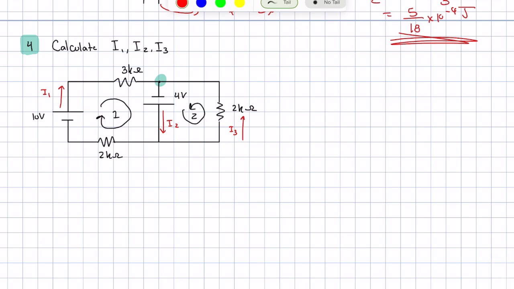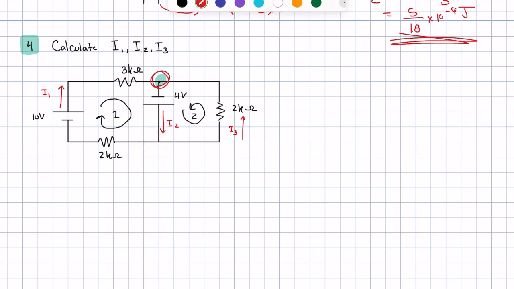All we have to do is calculate the currents 1, 2, and 3. Everything's drawn out for us. All we have to use are Kirchhoff's loop rules and Kirchhoff's junction rules. So let's pick a junction. I've chosen this one here in green. You could also choose this junction here, it doesn't matter.